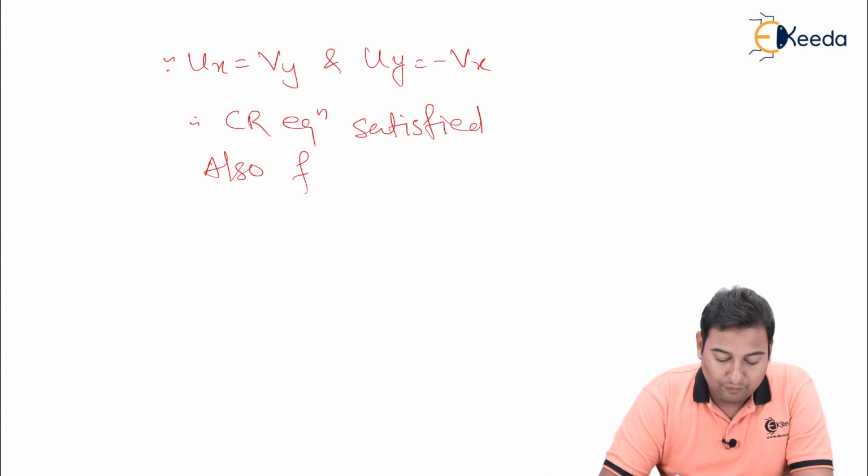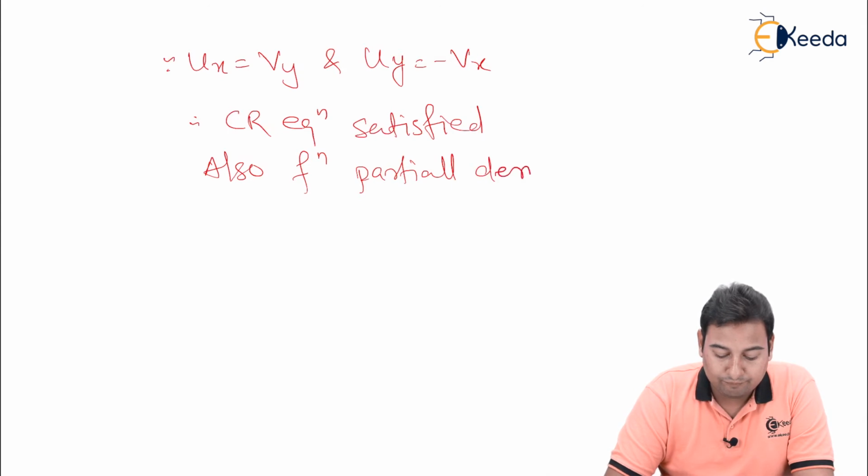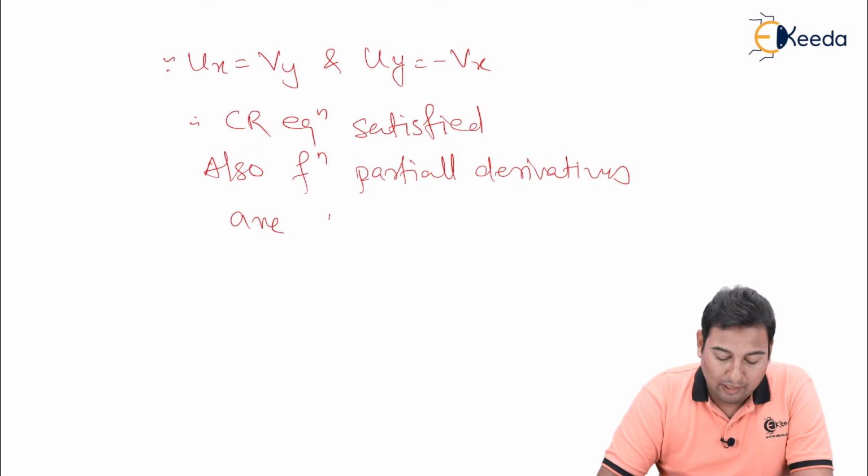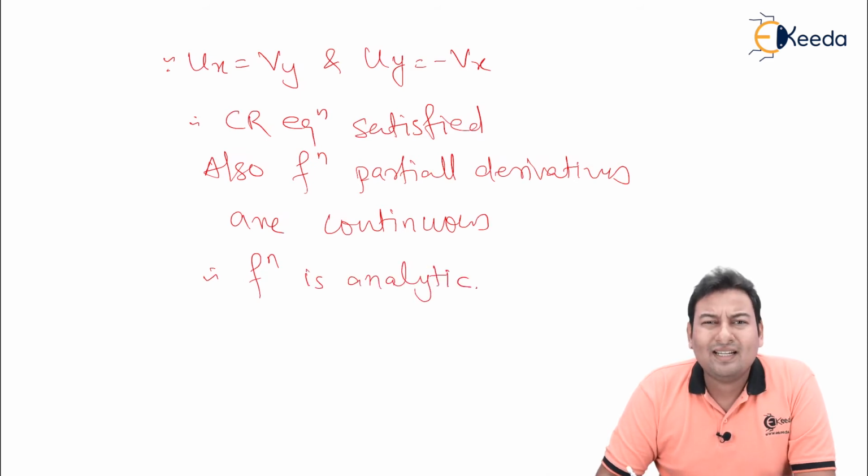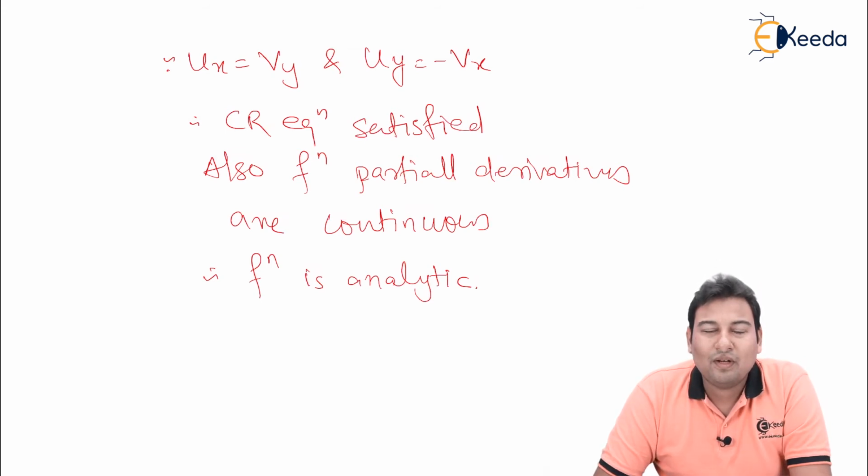Also, the partial derivatives of the function are continuous. Therefore, the function is analytic. So nothing new in it. We have already done the same thing in type 1. Now we'll find f dash z and f double dash z.